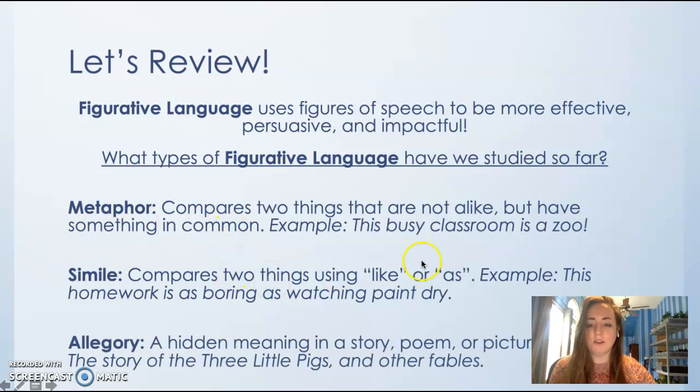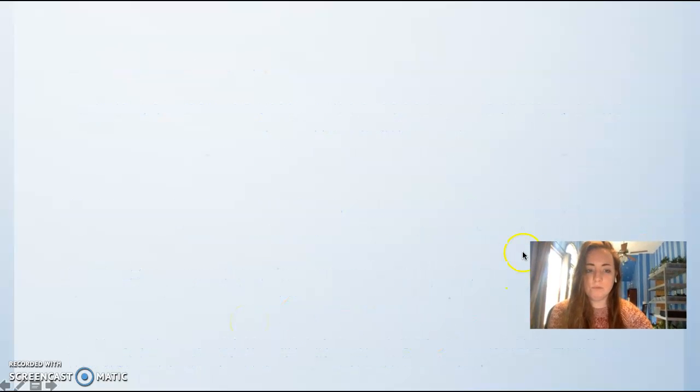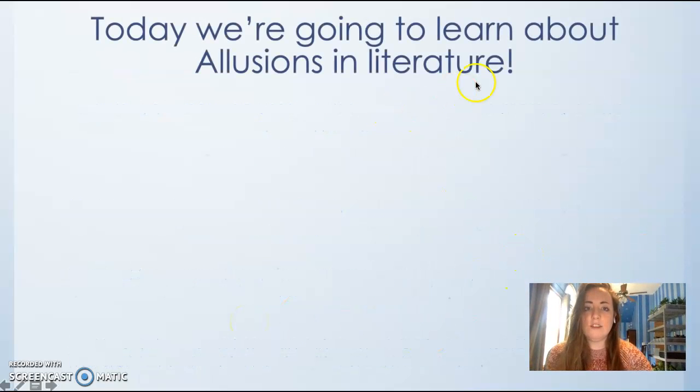And we've talked about allegory. An allegory is a hidden meaning in a story, poem, or picture. An example, the story of the three little pigs and other fables, which have morals or hidden meanings behind them. Today we're going to be learning about allusions in literature.